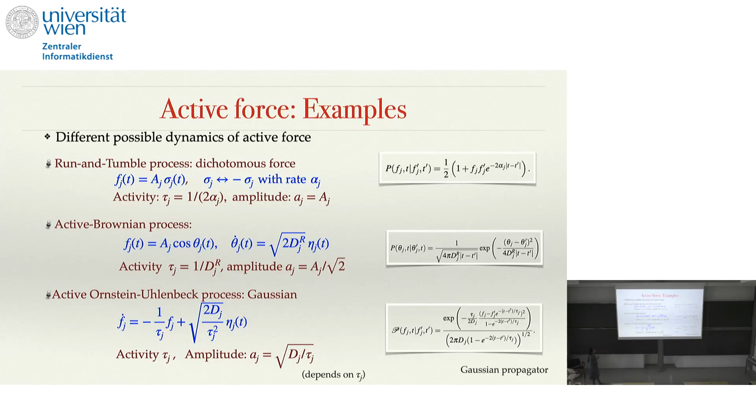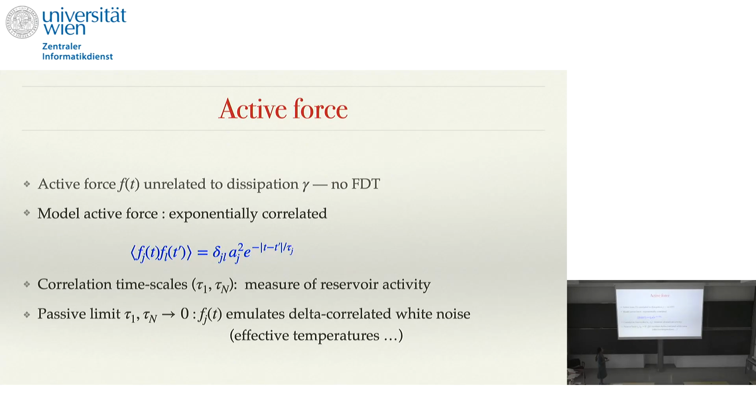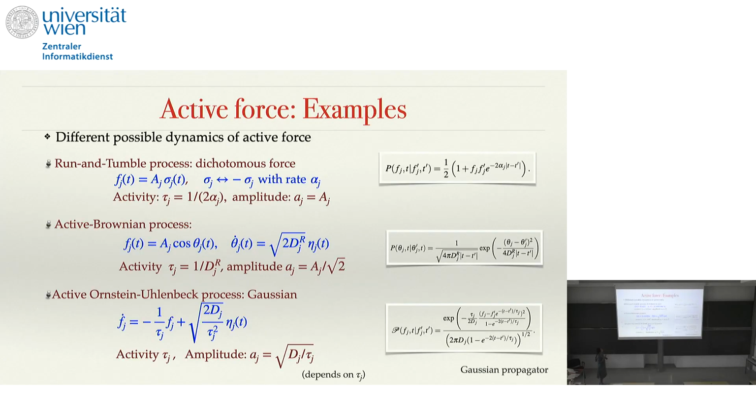For example, the simplest thing one can think of is just a run-and-tumble process. The active force is a two-state process, so sigma is plus or minus 1. It flips with some rate alpha j. The force can take only two values with some amplitude aj, and that of course gives rise to this same form of correlation with tau j as 1/2 times the rate of flipping. So for the run-and-tumble process, that will be my measure of activity of the boundary reservoirs.